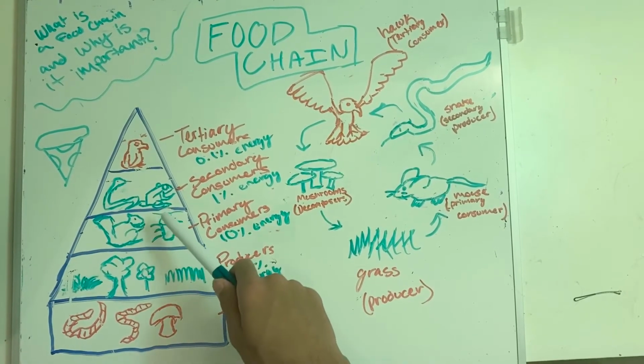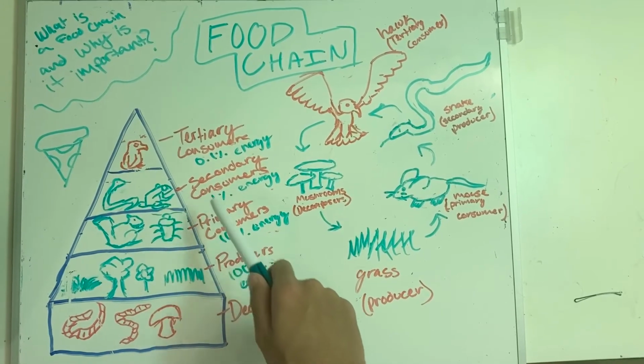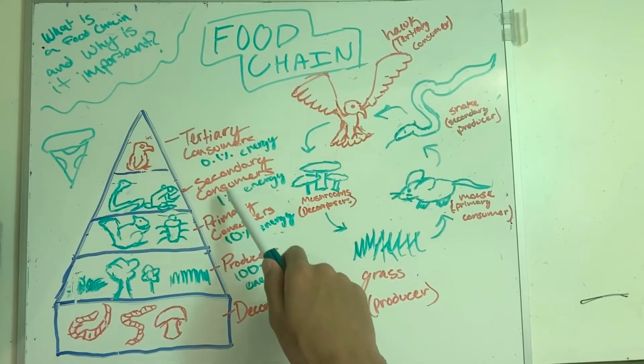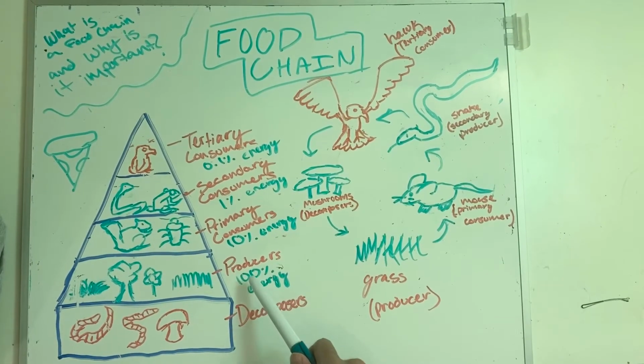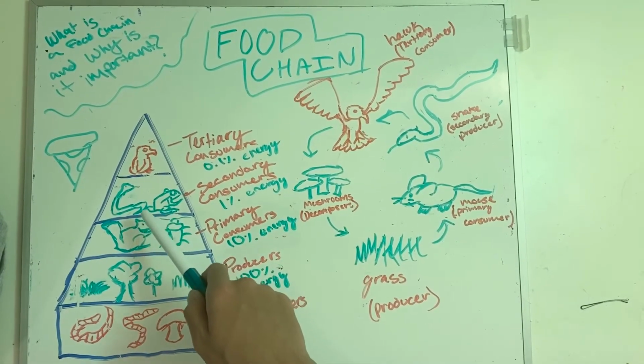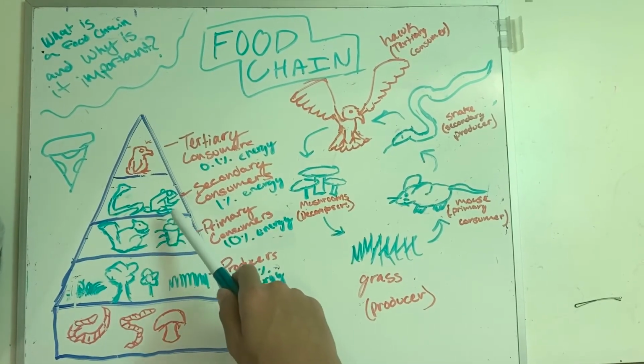The secondary consumers prey on the primary consumers and once again only get 1/10 of the previous level, or only 1% of the producer's original 100% energy. These organisms consist of snakes or frogs, or any sort of other secondary consumer.